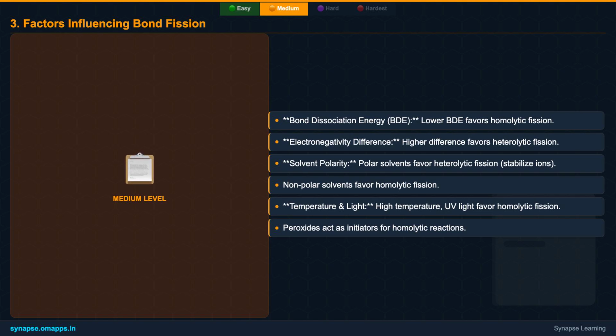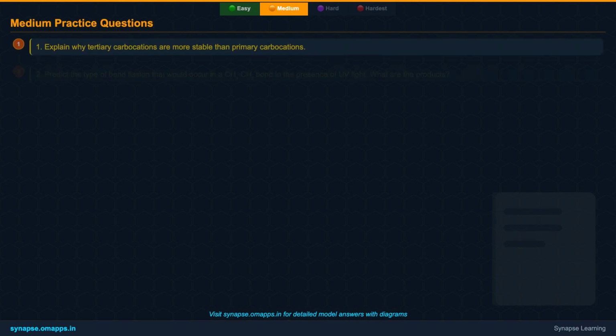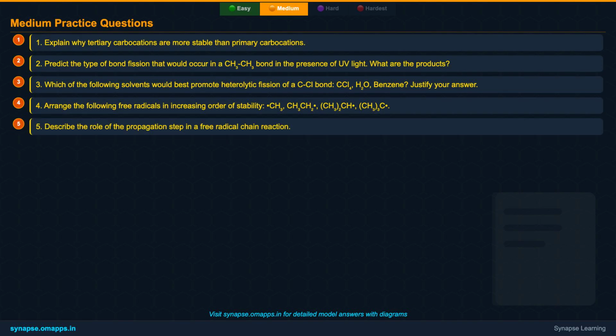Understanding these influences helps us predict reaction pathways and the nature of reactive intermediates. Time for some medium-level challenges. Q1. Explain why tertiary carbocations are more stable than primary carbocations.